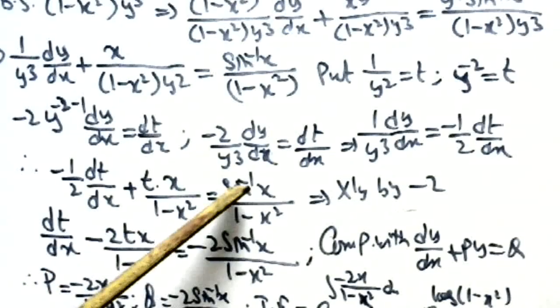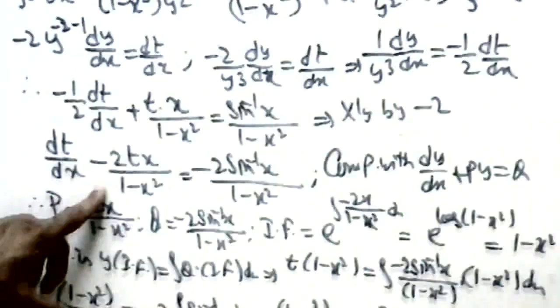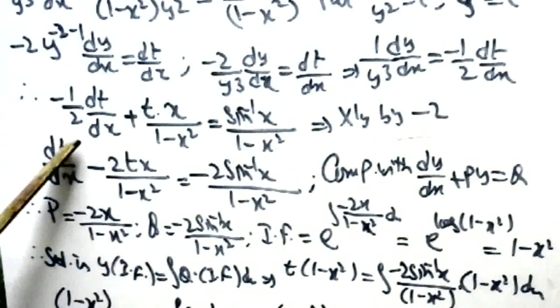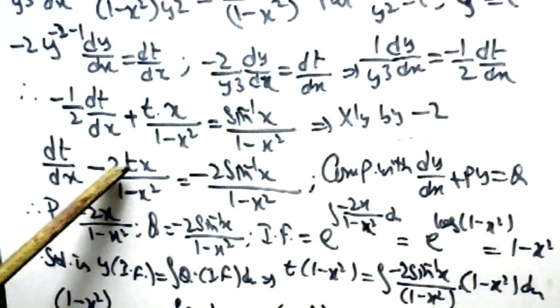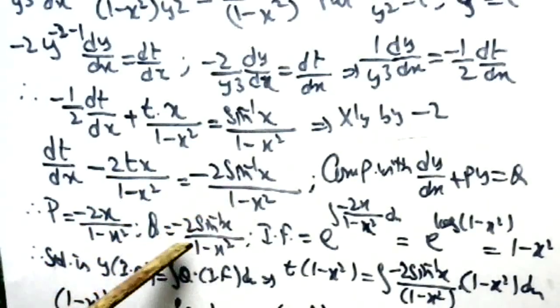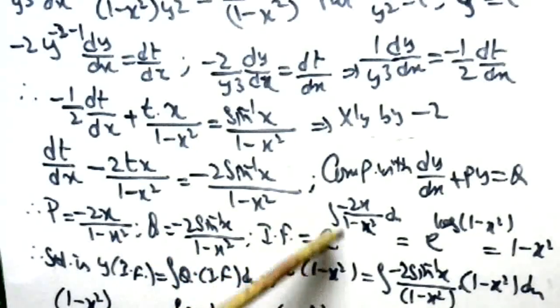If you multiply with minus 2, it will be minus 2tx. Now it is in the form of a linear differential equation. Compare this with dy by dx plus py equals q. In place of y, we have t. In place of p, we have minus 2x by 1 minus x square. In place of q, we have minus 2 sine inverse x by 1 minus x square.